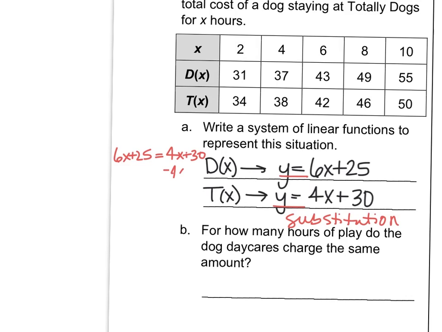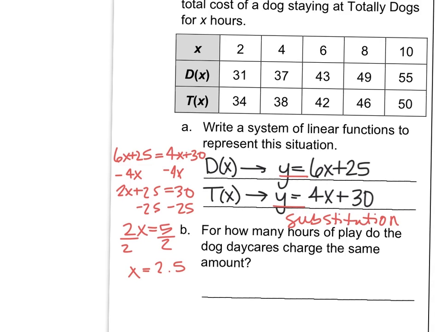All right, so we're going to subtract 4x from both sides to get my x's together. And then I'm going to subtract 25. So I've got 2x equals 5. Divide by 2, that's going to give me x is 2.5. So the question is, for how many hours do they charge the same amount? And this answer would tell us it's at 2.5 hours that they would charge the same amount.